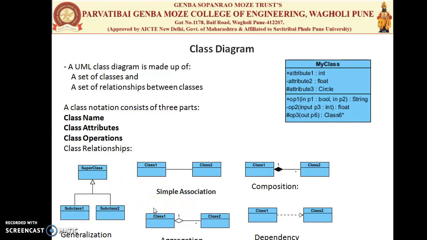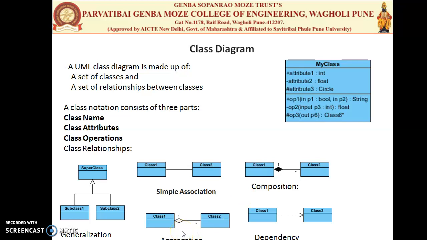So the second is the simple association. It is the structural link between a pair of classes and is represented as a solid link. Class 1 is associated with class 2 as it is. So third is the aggregation.